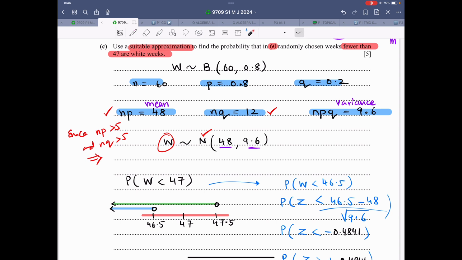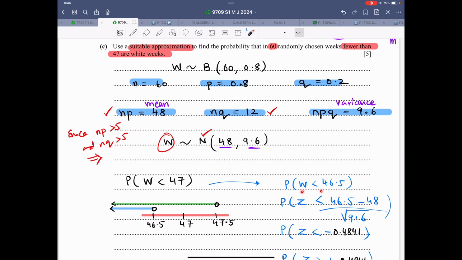So now, lesser than 47 weeks. 47 cannot be used because this is from a binomial discrete probability distribution. The lower bound is 46.5, the upper bound is 47.5. We are going in this direction. Since it's not inclusive, we choose the blue line because it's not including 47.